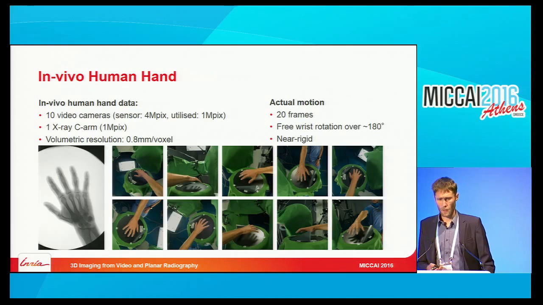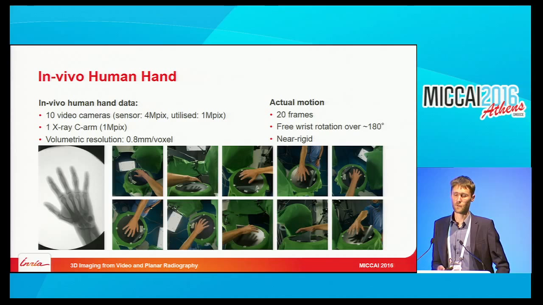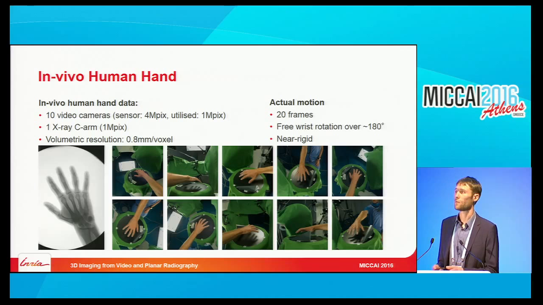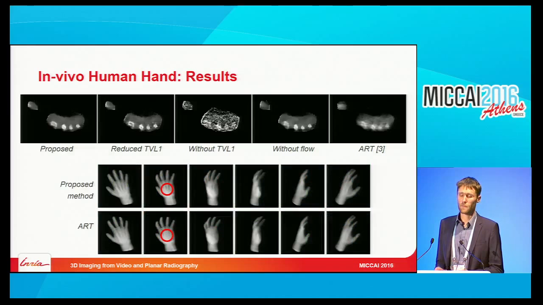And finally, we put actual human hands inside our setup, again, 20 frames. It's a person that was live, so we try to enforce rigidity. However, we can't guarantee this is a real subject, so it's near rigid. And we get basically a similar comment as with the phantom. I'm just going to show you how it looks like in reality.